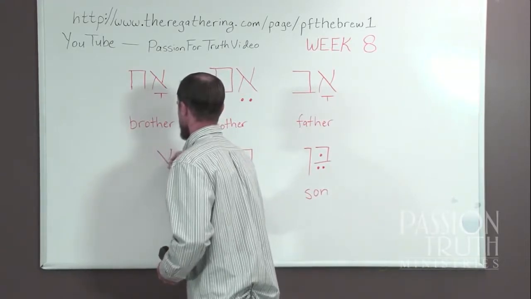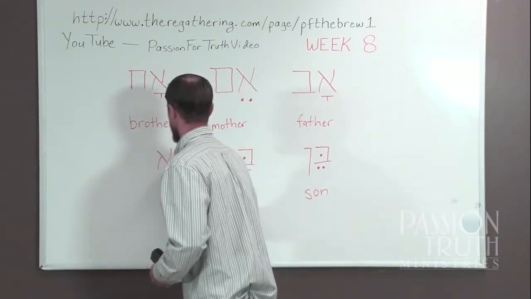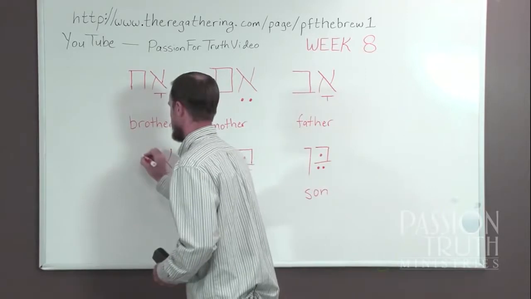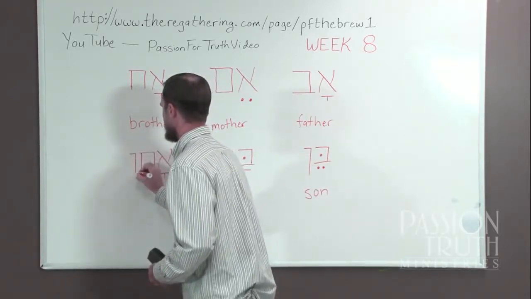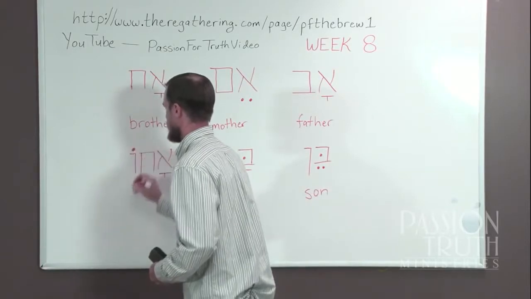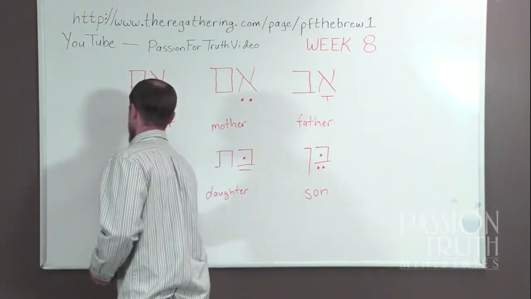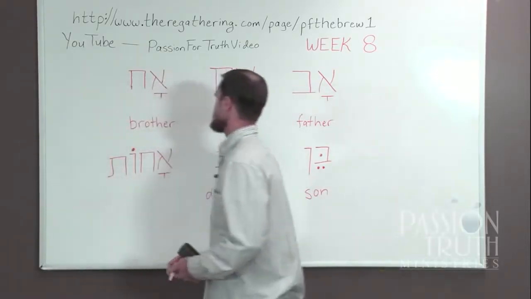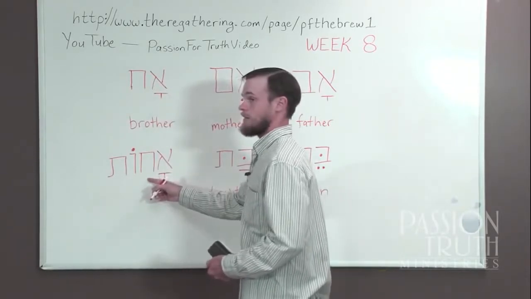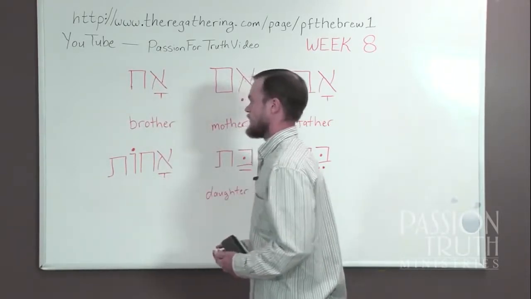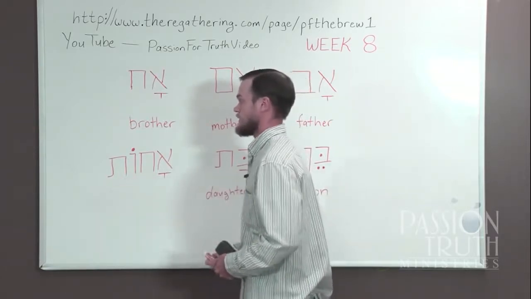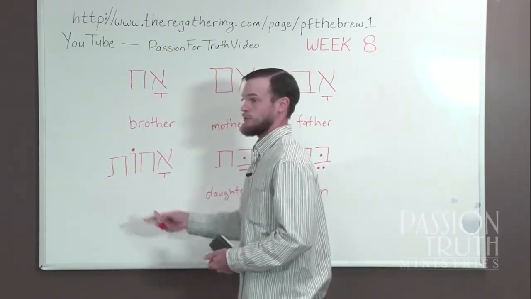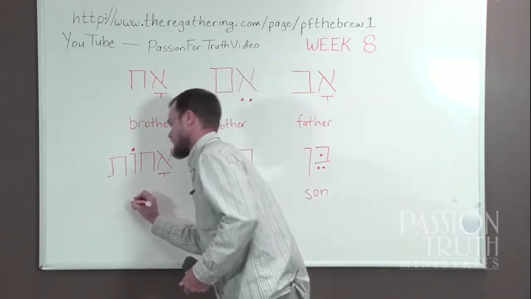And its feminine counterpart: aleph, the comets beneath it, followed by a chet, followed by a vav with a cholam, followed by a tav. So the same beginning, ach. Vav with the cholam makes a long O sound. And then the T of the tav, so achot. Achot is a sister.